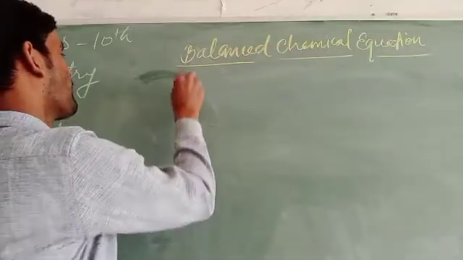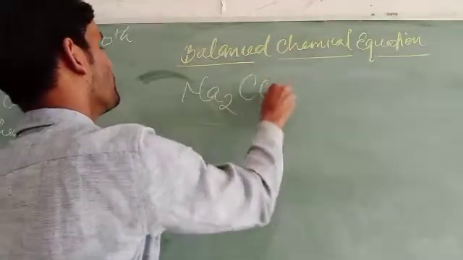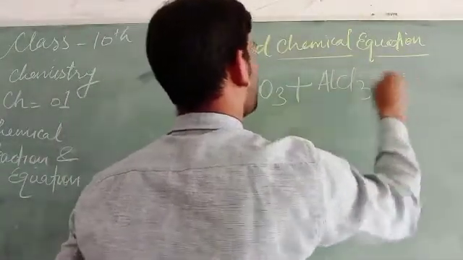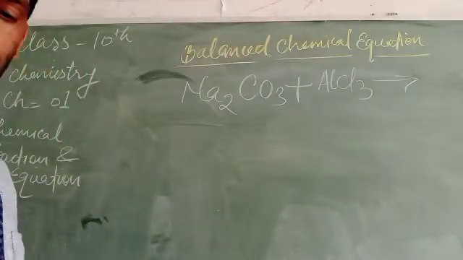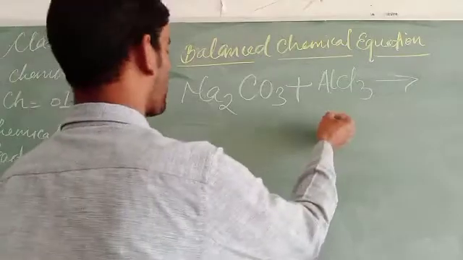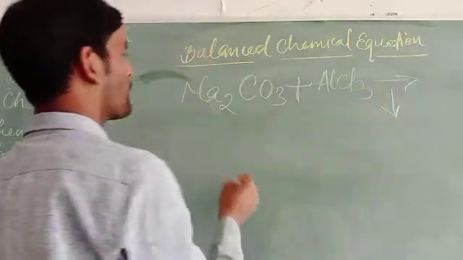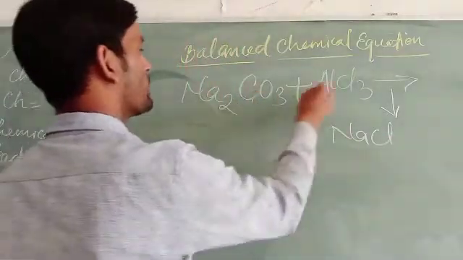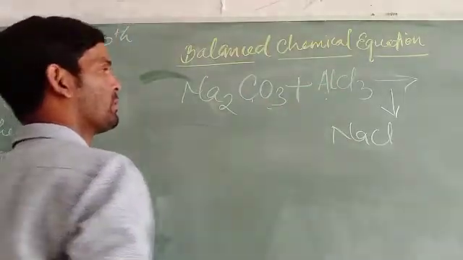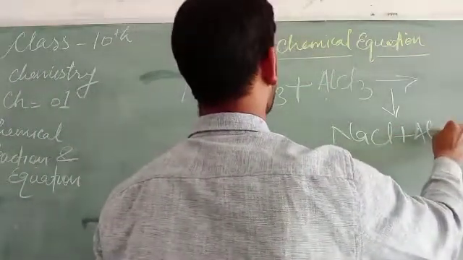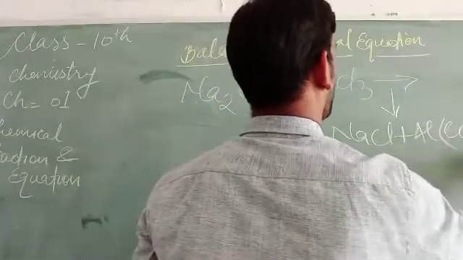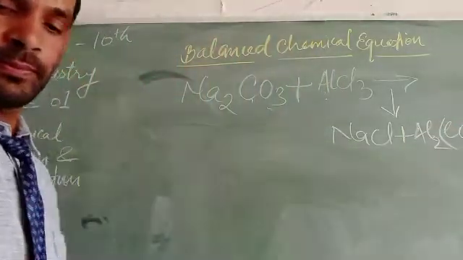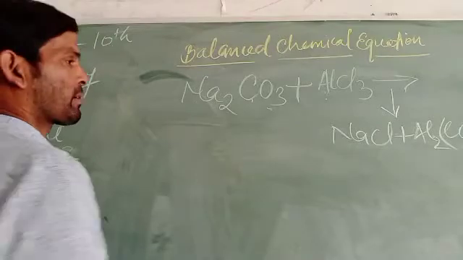So here we have to write Na2CO3 plus AlCl3, and what will be the product? We can write the product here as well, NaCl. So we have to write down NaCl. The next is AlCl3 plus Al2(CO3)3, and in this manner here we have to balance.